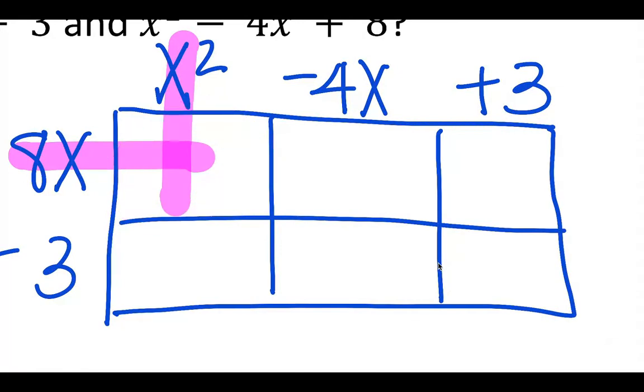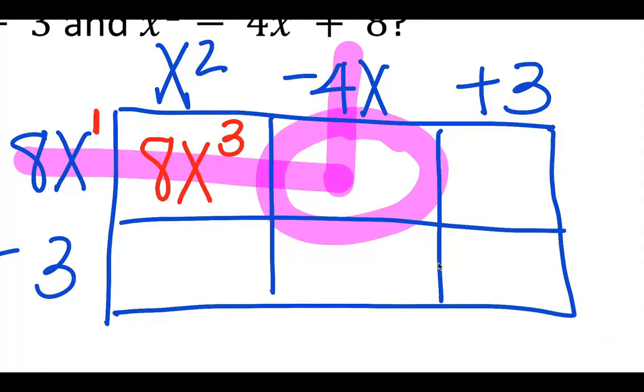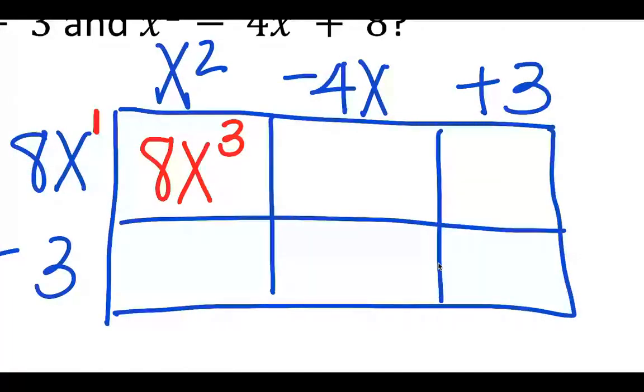And when I do that, I multiply my numbers. Well, 8 times 1 is just 8. And then x times x squared gives me x to the 3 because there's an imaginary 1 there. 1 plus 2 is 3. Then I multiply 8x times negative 4x to get this box. And 8 times 4 is going to give me 32, and it's going to be negative 32 because there's a negative there. And again, this has an imaginary 1, so 1 plus 1 gives me 2.